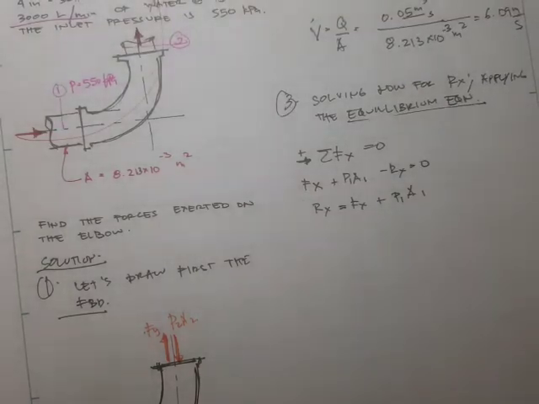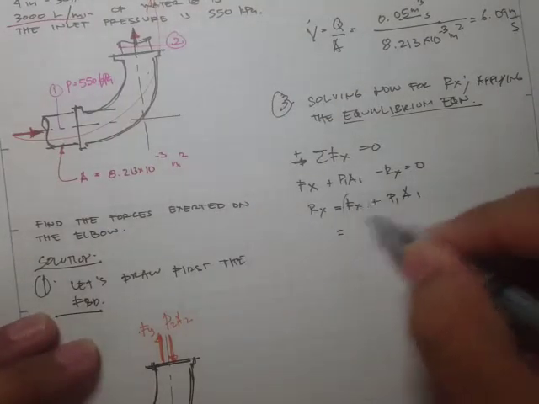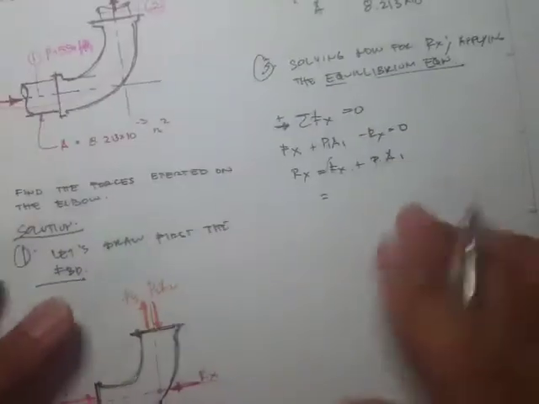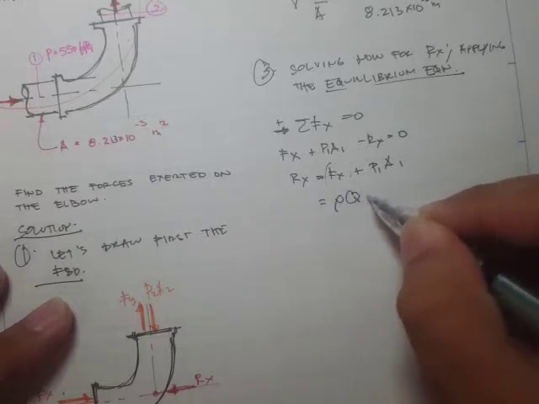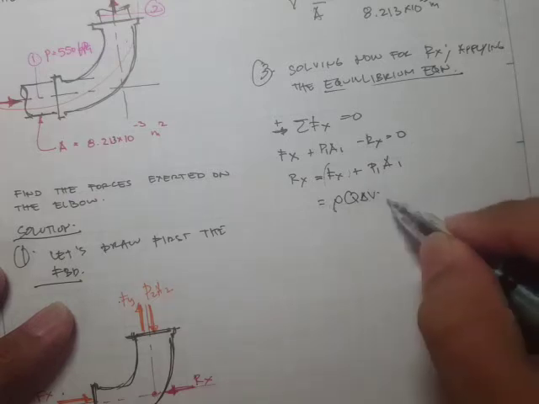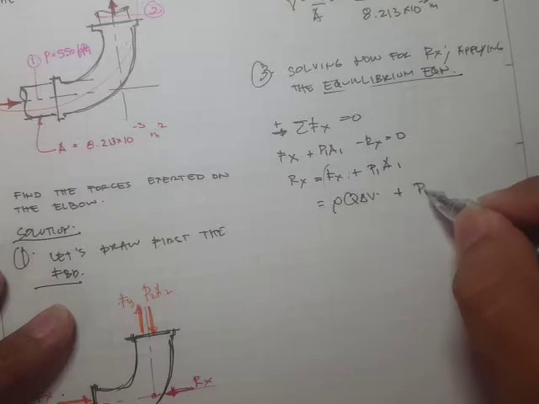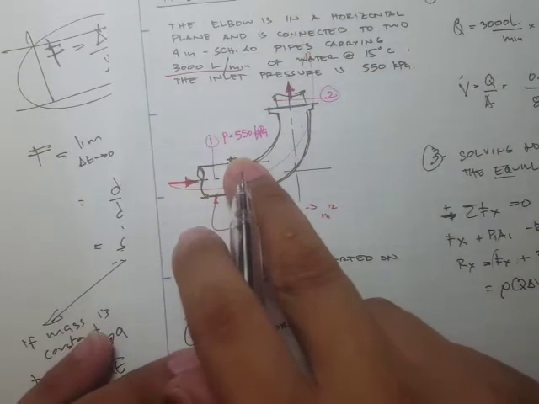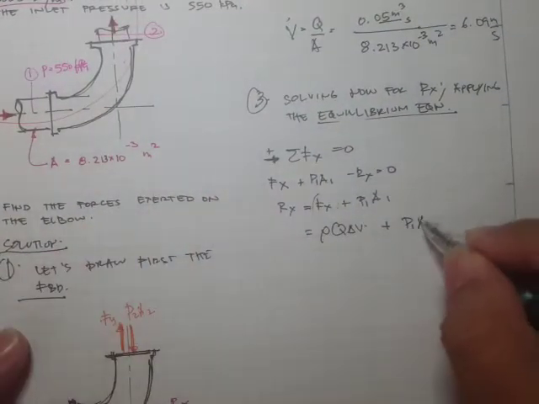All right, now solving for the Rx, the forces. This force is actually the force due to the motion of the fluid. So this one is this equation: the density times the flow rate times the change in velocity, okay, that's delta V, plus the pressure P1, that's given. That's the 550 kPa, and the area is also given, P1A1.